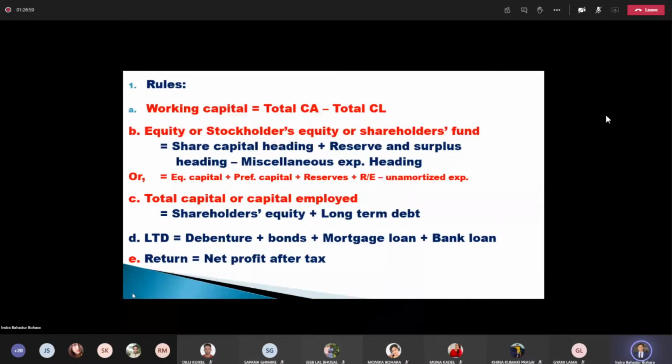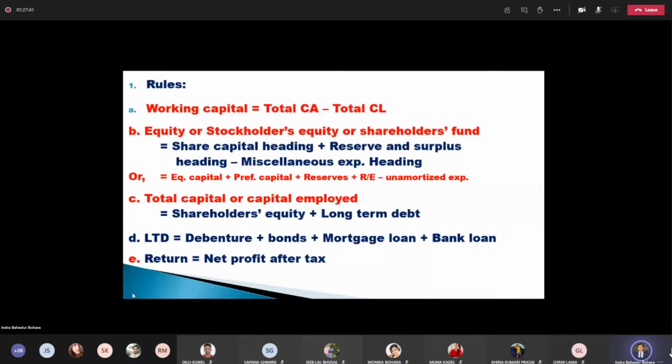Working capital is the difference between total current assets and total current liabilities. Another is equity, and we use the term equity, that is stockholders equity, or owners equity, or shareholders fund. Now, shareholders equity is calculated, and first of all, you must know what shareholders equity is. What is equity? I had already told you in the financial statement, corporate financial reporting.